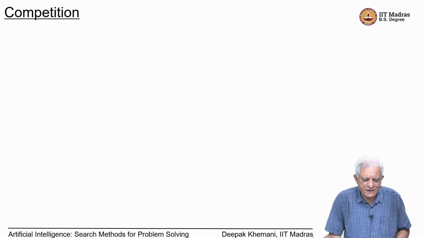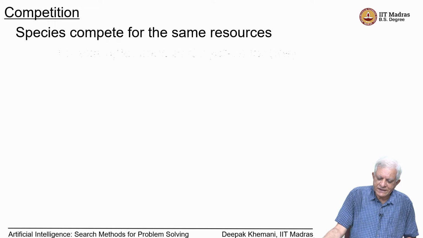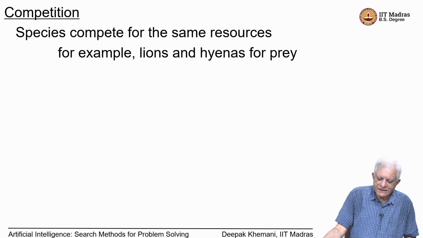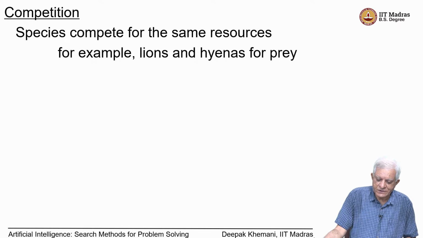Where does competition come in here? Species compete for the same resources. For example, lions and hyenas compete for the same prey. Let us say they are hunting rabbits or foxes or whatever.